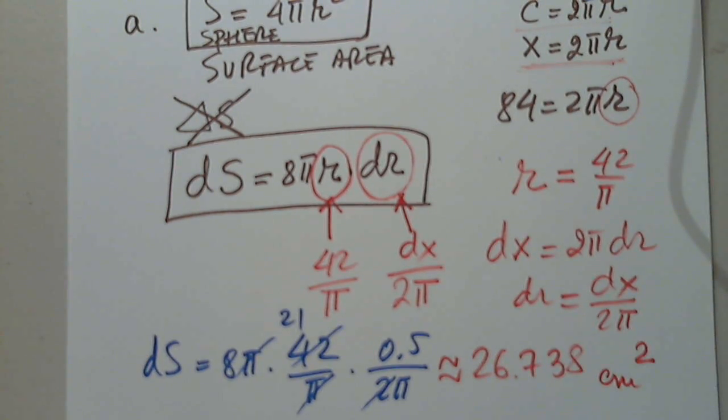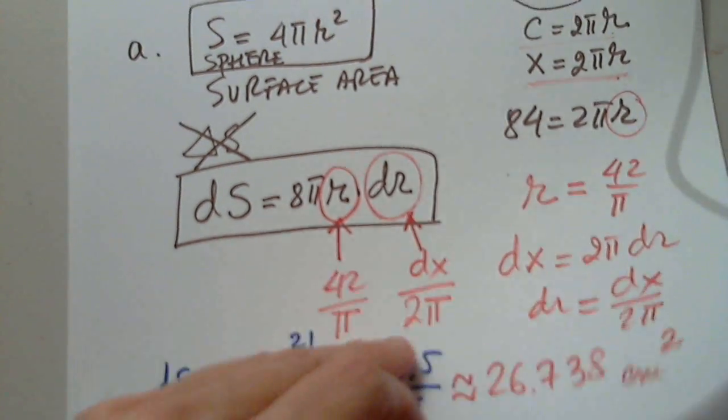So we can do this also, the same thing with the volume, which will be 4 pi r cubed, the same idea, same steps. But I want to finish up with this one. What is the relative error? Okay, so let's talk about the relative error. And I'm on page 13.